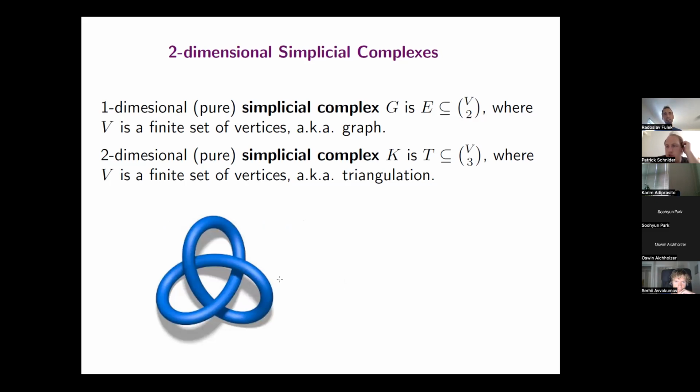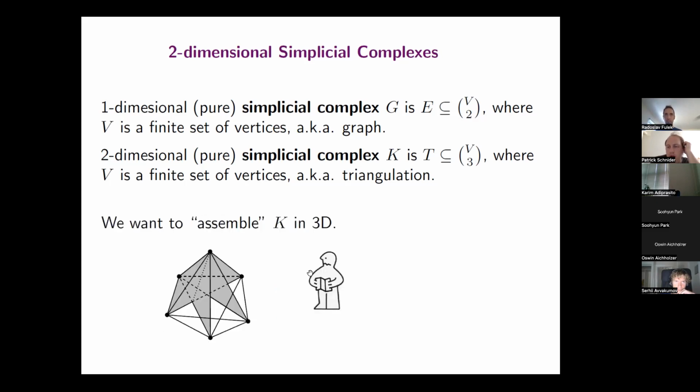Sorry, a short question. In this assembling, you really want things to be straight, or do you allow curving? Yes, that's a good question. We want to assemble it in any way, so we can curve these triangles. They are made from very good rubber that can stretch and bend as much as we want.